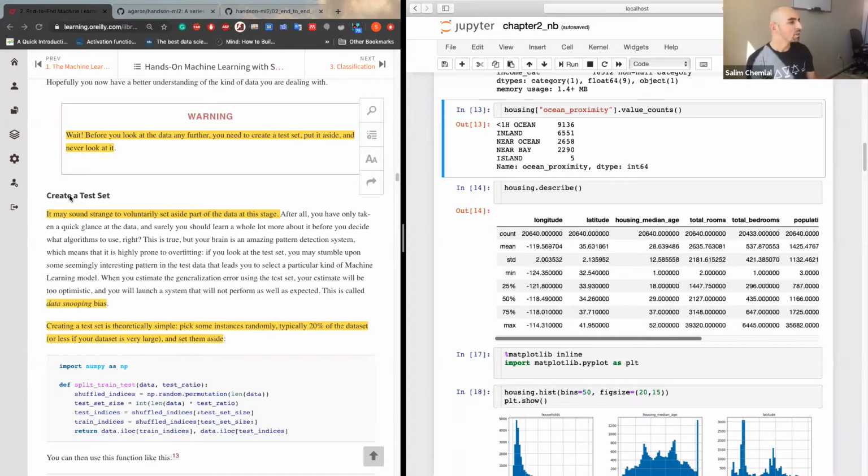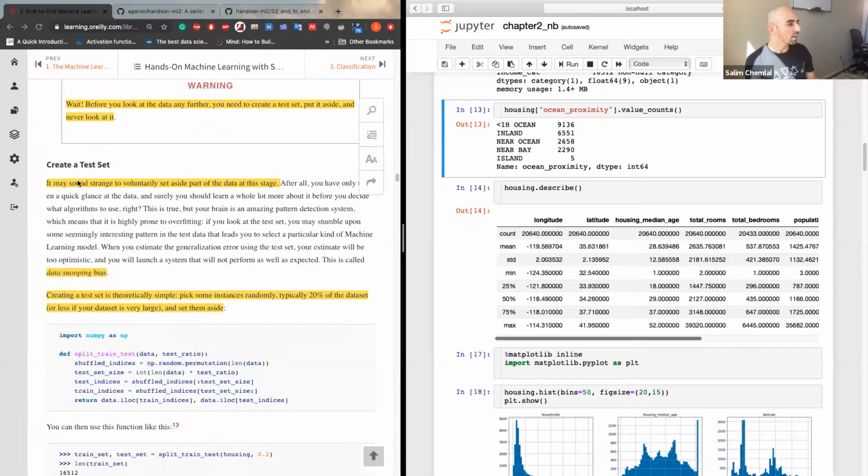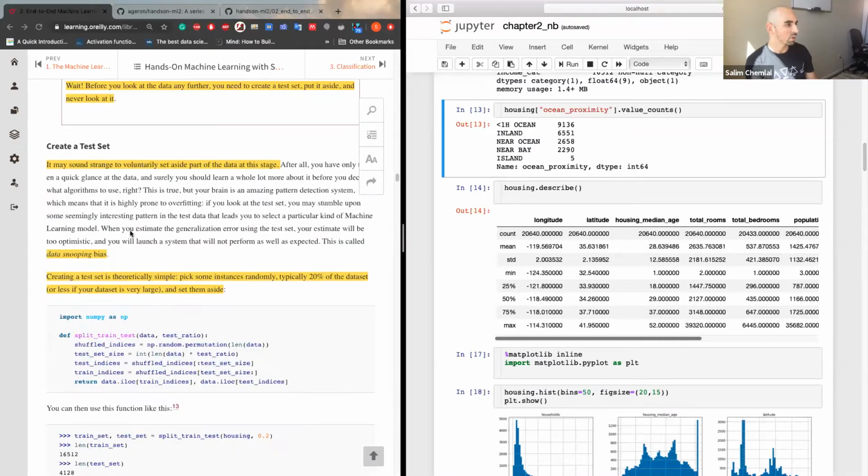Okay, cool. So we are creating a test set now. And he says here it may seem strange to voluntarily set aside part of the data.